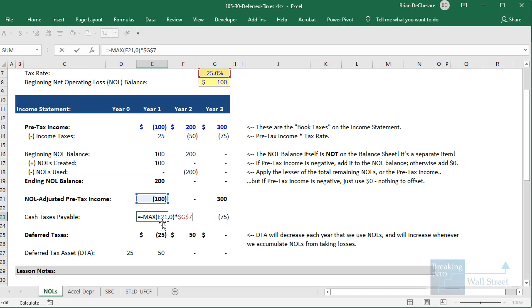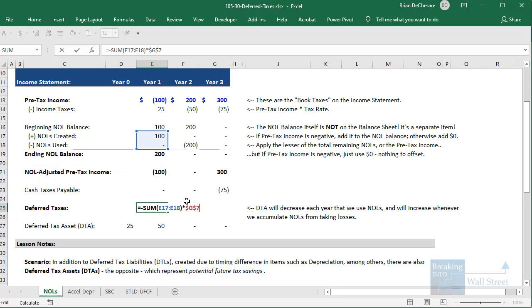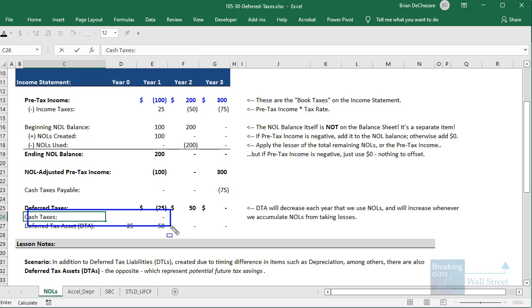Since the NOL adjusted pre-tax income here is negative 100, that's a negative, which means the company doesn't owe any cash taxes. And what this means is that the deferred taxes here are negative because an NOL is being created. If we add these up, the income taxes and then the deferred taxes to get to the company's cash taxes, you can see it's just 0 in this case when the company has this negative pre-tax income. So that is the basic idea for how this works.